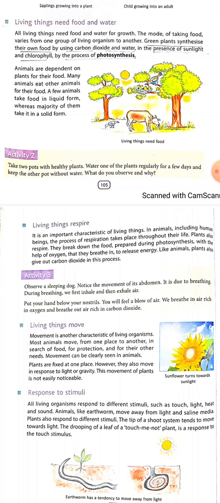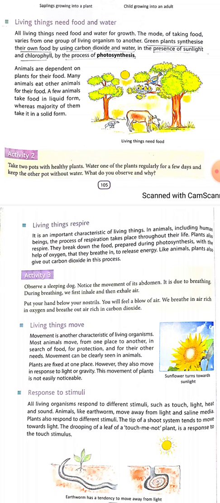Students, the conclusion is that all living organisms, whether they are plants or animals, need food and water for survival. Green plants can prepare their own food by using carbon dioxide, chlorophyll, sunlight, and animals depend on plants for their food.